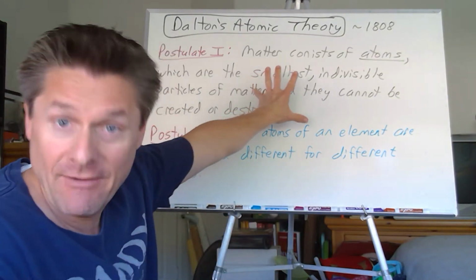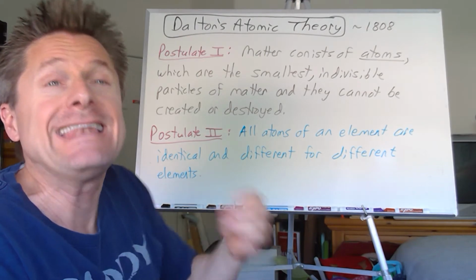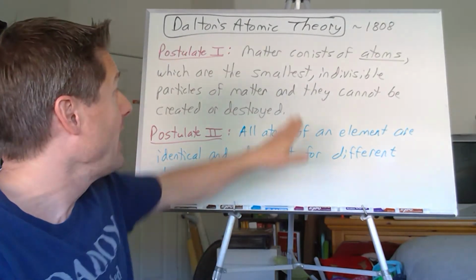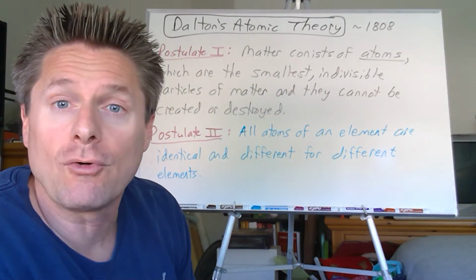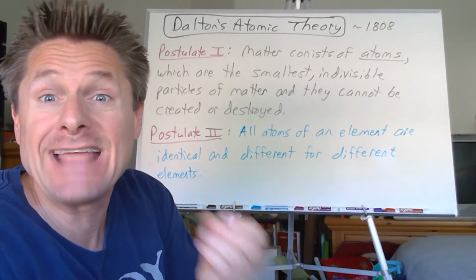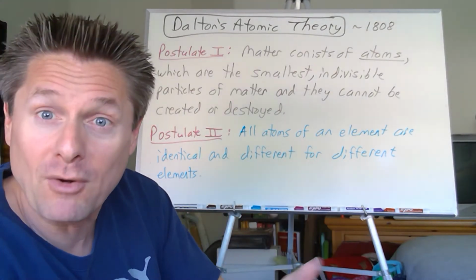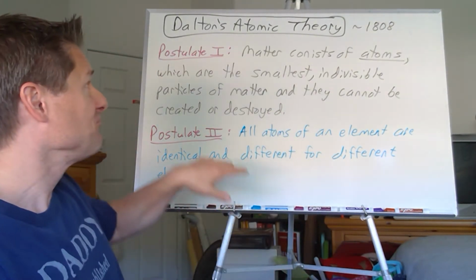So matter consists of atoms, right? The atomic theory, which are the smallest indivisible particles of matter. They cannot be created or destroyed, right? And we could add in there that smallest indivisible particles that retain chemical identity today, because we know, of course, they contain subatomic particles, but they didn't know that at the time.